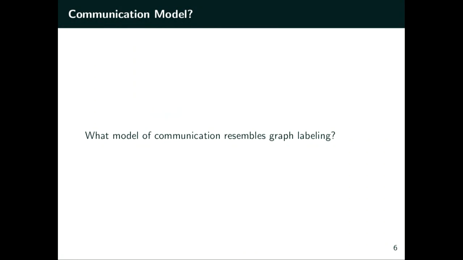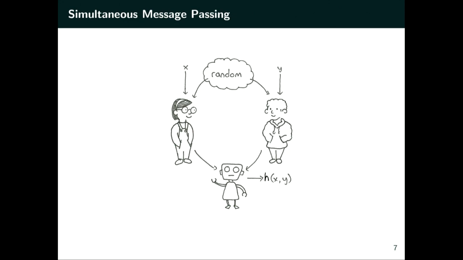So we want to connect this to communication complexity. So we have to ask, well, what model of communication looks the most like this problem? And the answer, I think, is simultaneous message passing, or SMP, which works as follows. We have parties Alice and Bob, as well as a referee. Alice receives an input X. Bob receives an input Y. They all share this function H. Alice and Bob send a single message each to the referee, who must then output H of X, Y.